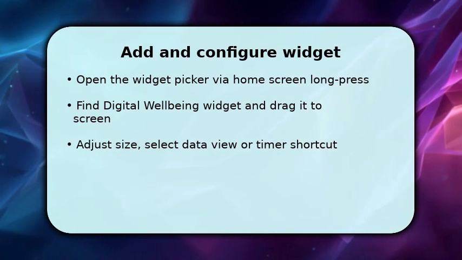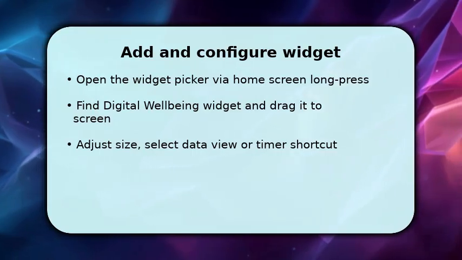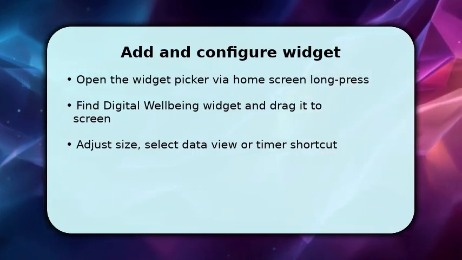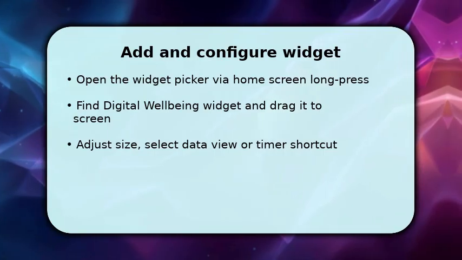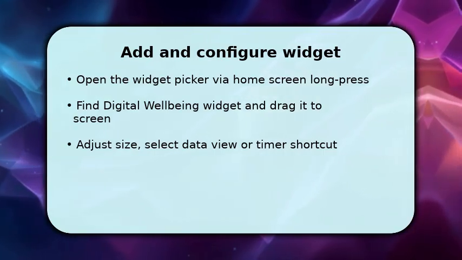After the picker opens, scroll to find the Digital Wellbeing Widget. Tap and hold it, then drag it onto your chosen home screen slot. Make sure to release when the grid highlights.